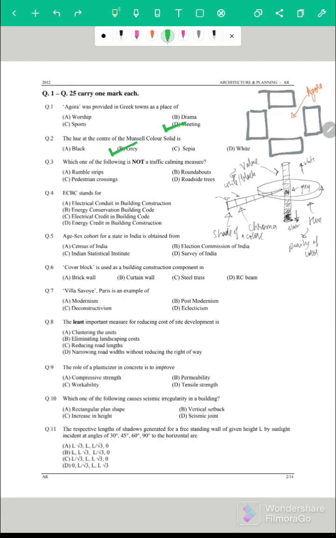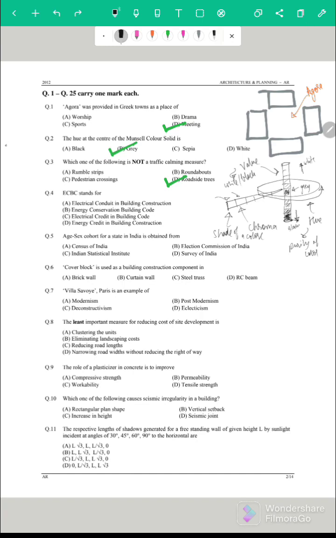Let's see question number 3. Which one of the following is not a traffic calming measure? So the correct answer of this question is option number D, roadside trees. So option number 1, which is rumble strips. So rumble strip is an effective countermeasure for preventing roadway departure crashes.